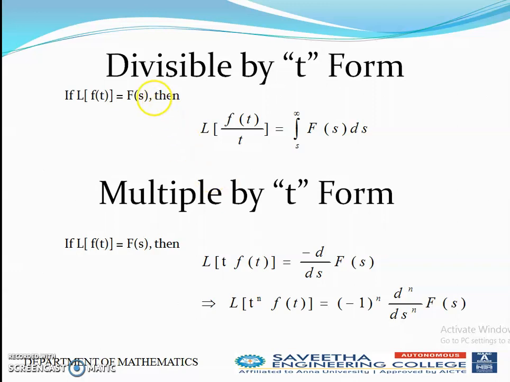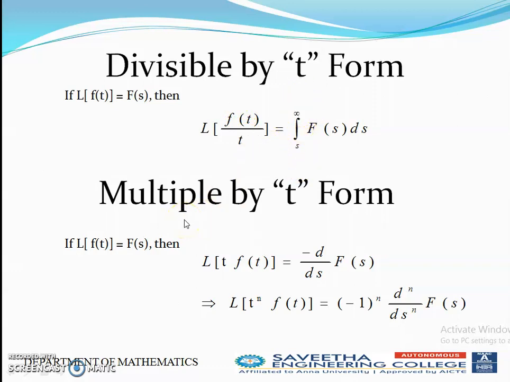So next one is the divisible by t form. If L of f of t equals F of s, then L of f of t divided by t equals integral s to infinity capital F of s ds. Here we have one important thing: when 1 by t is given, it is an integration form, with limits s to infinity. So be careful here. In any problem where a 1 by t form, that is divided by t, is given, we replace it with an integral from s to infinity.